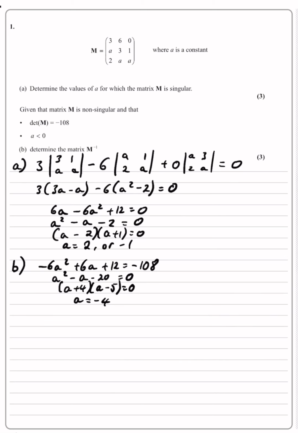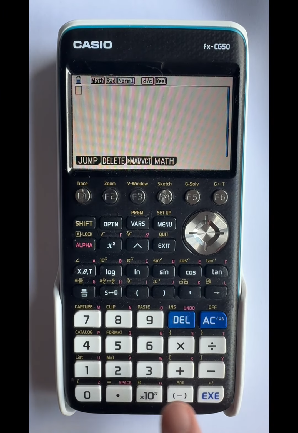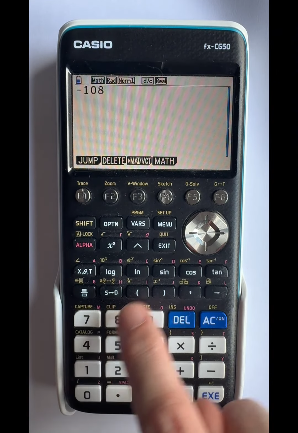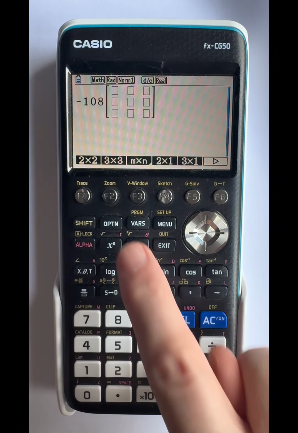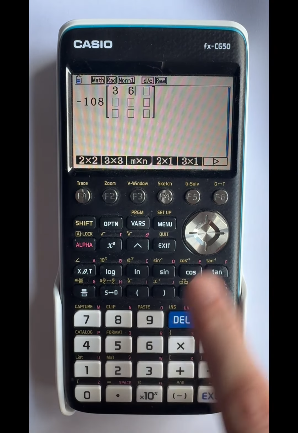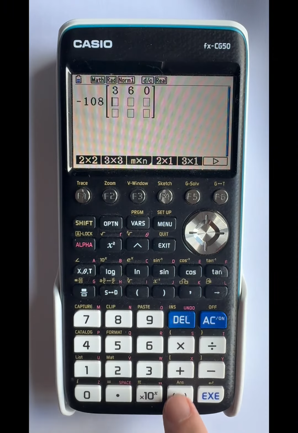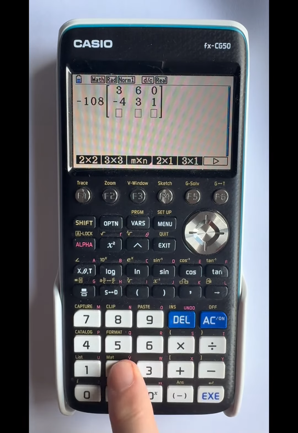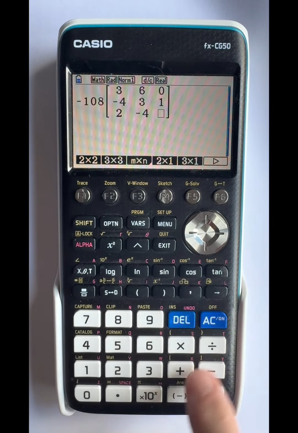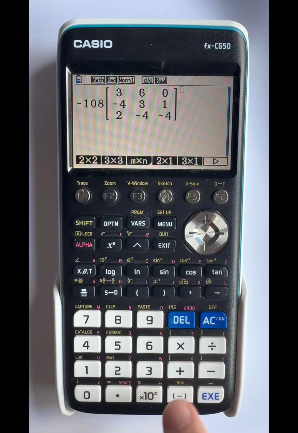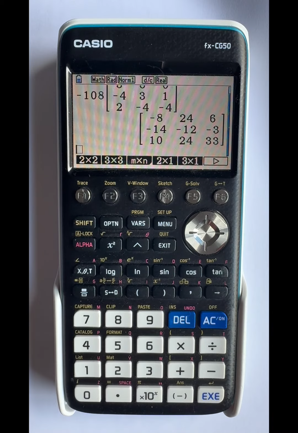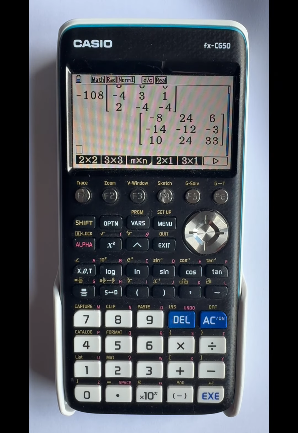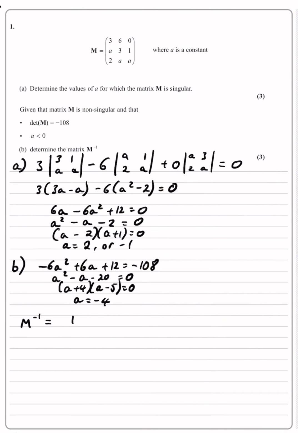Then to find the inverse, there's a few ways of doing it. You can follow various algorithms. I'm going to show you how to do it on a Casio FX-CG50. I'm going to multiply it by -108 just to make the numbers nice. When I write the inverse, I'll write it as 1 over -108 at the front. Input the matrix with a is -4, and the GDC will do the transpositions and parts of it to give us the inverse matrix.